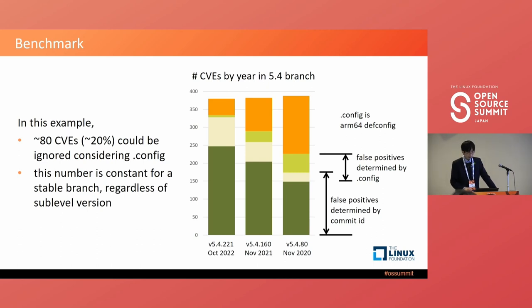In this example, about 20% are detected as not compiled. This area and this are about 20%. In this approach, the number of CVEs detected as not compiled depends on the break commit and the .config. So if the CVE list is the same and the set of break commits is the same, then the number of false positives will be the same. For all versions of the 5.4 branch, the ARM64 default configuration will result in 20% false positives.